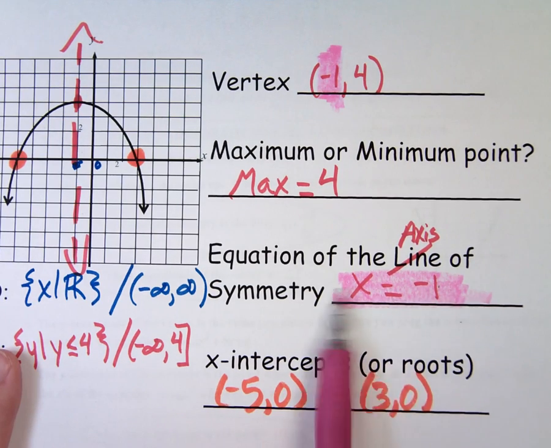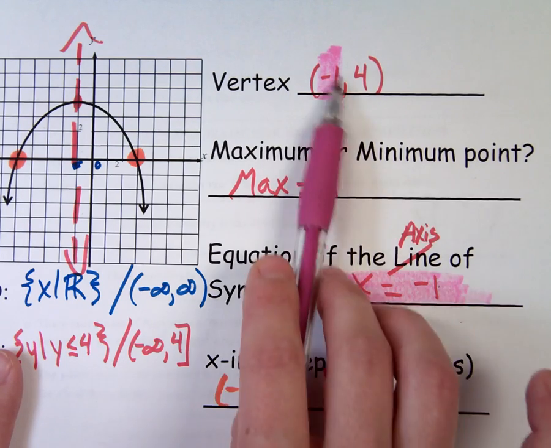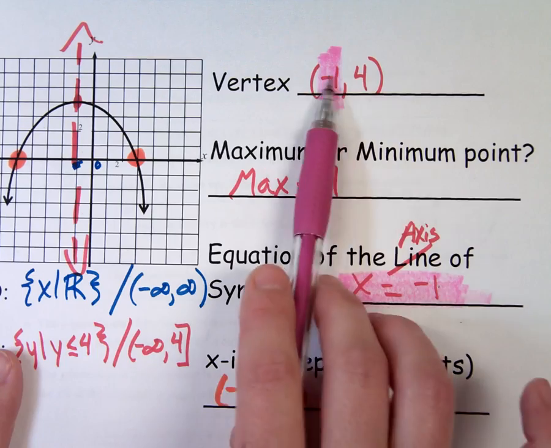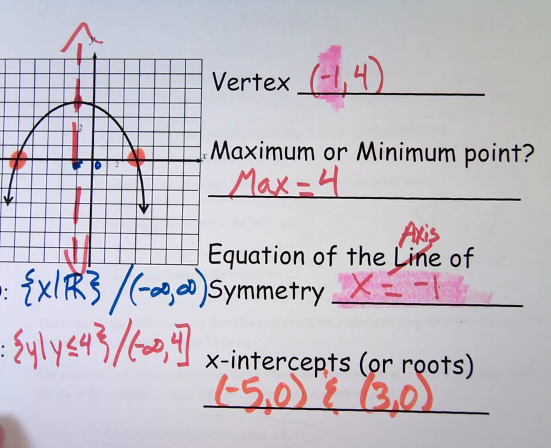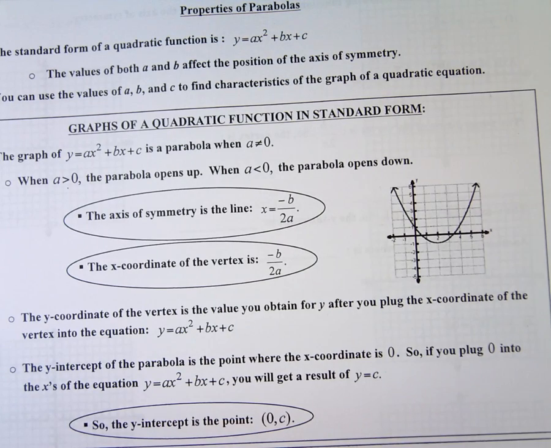So when we graph today, the first thing we're going to do is find the axis of symmetry, and we have a special formula for doing that. But when we get the axis of symmetry, we'll also know the x-coordinate to the vertex, and then we'll just go from there. Okay? So it's like killing two birds with one stone. Are you ready? Let's do it.